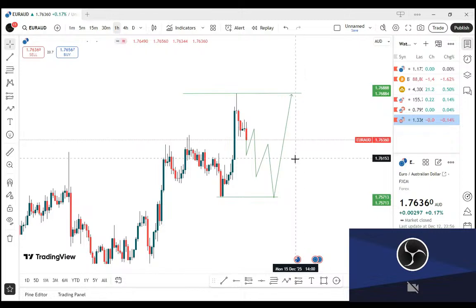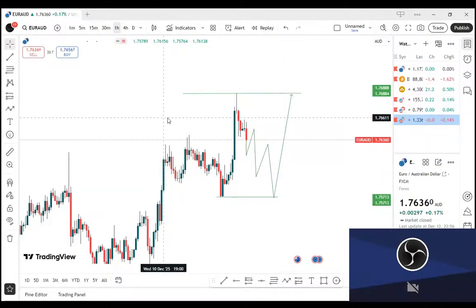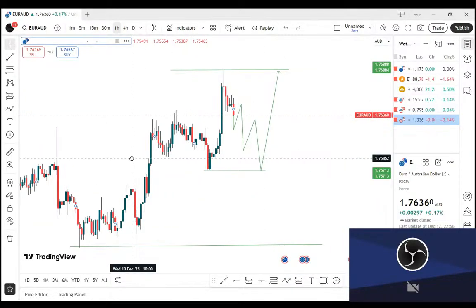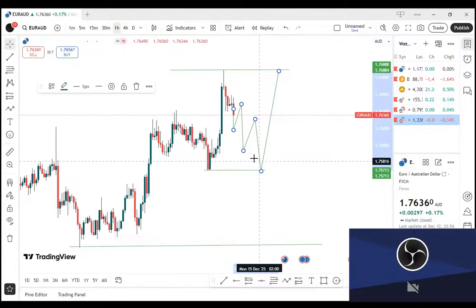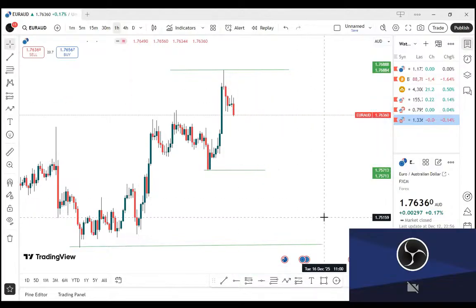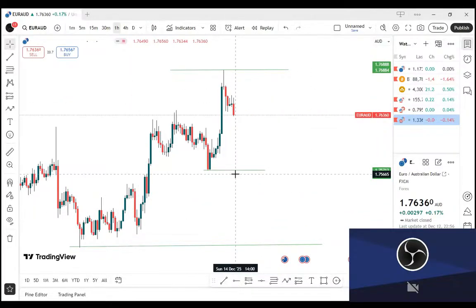You can't see it very clear. Let me refresh the chart. Can you see it clear now? So these are our key zones. You should be paying attention to them from your 1 hour time frame, and if you drop lower, those are the key zones you'll be paying attention to.